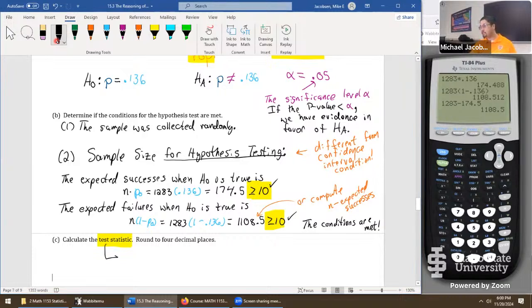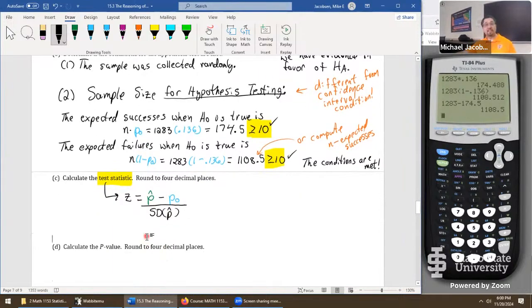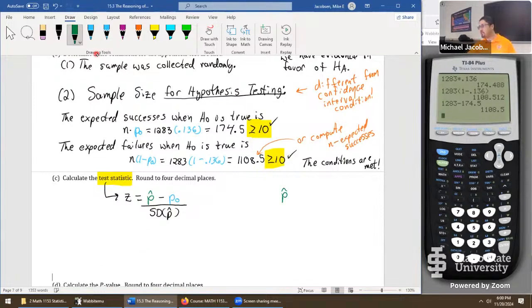When you see this, it's Z, formula goes p hat minus the hypothesized value. From your null hypothesis, it's defined as p naught. Then the whole thing is divided by the standard deviation of p hat. So that's the thing we need to calculate. To make it happen, let's grab some values.